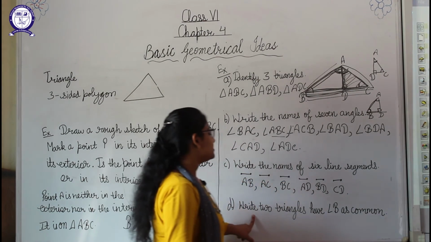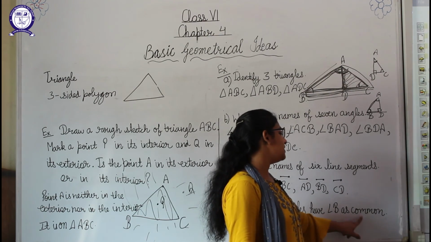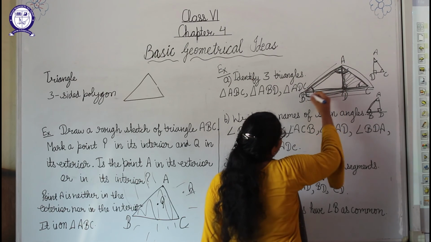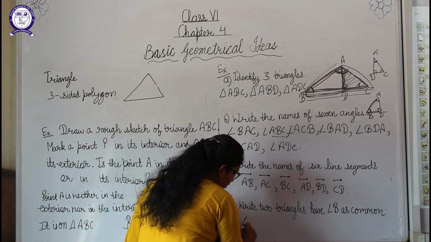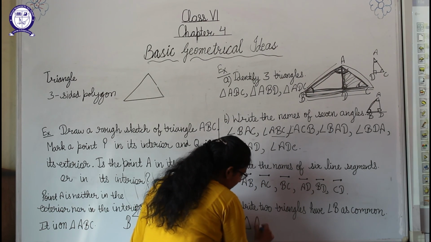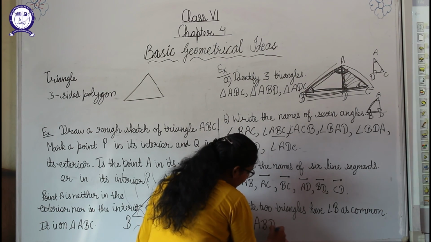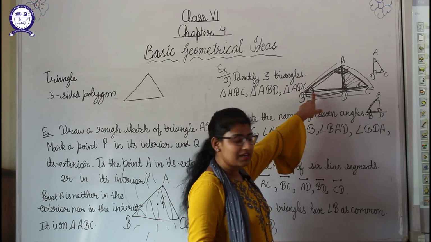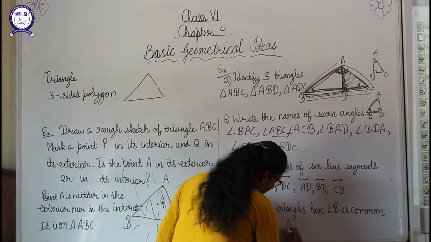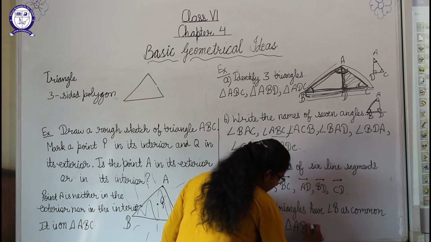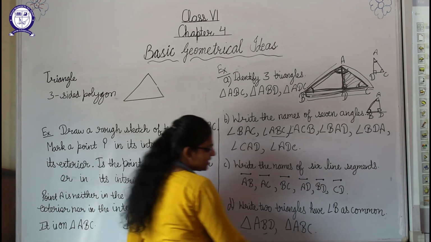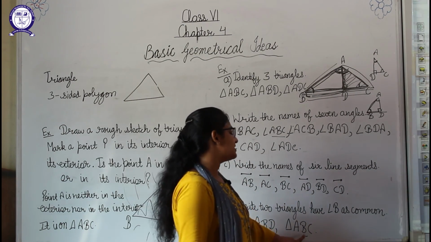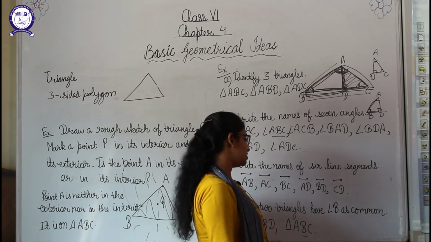Now in the D part, write 2 triangles that have B as common. Okay, means this angle should be common. So first one can be ABD, the smaller one, means triangle ABD is the first one. Okay, and students, this bigger triangle ABC is also including angle B. So we will write triangle ABC. Students, if you observe, this has B, and this triangle also has angle B. Okay, means these 2 triangles have angle B common. So these 2 are the triangles here.